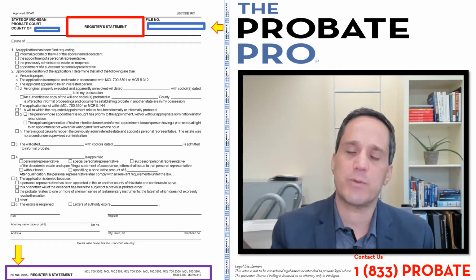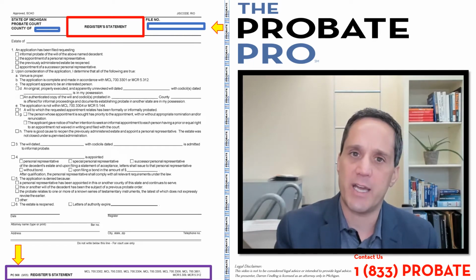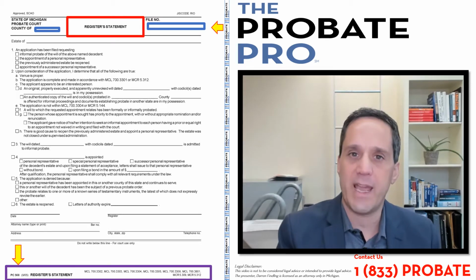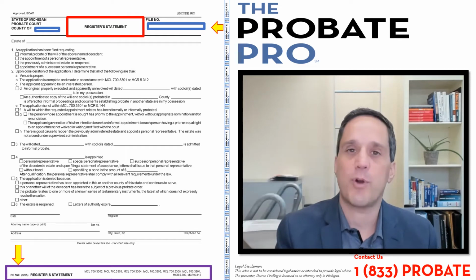The big differences relate to the adjudications by the judge. So for example, in a formal administration, there's an order that determines heirs. It's done by court order. A will, if brought to the court, would be admitted and allowed by the court. In an informal administration, none of this occurs.